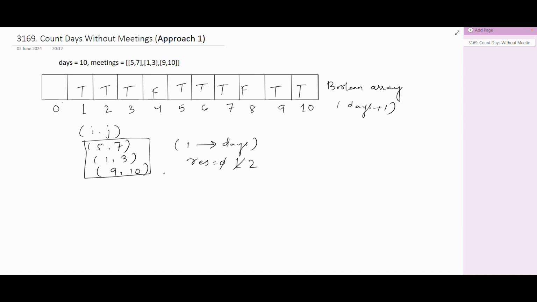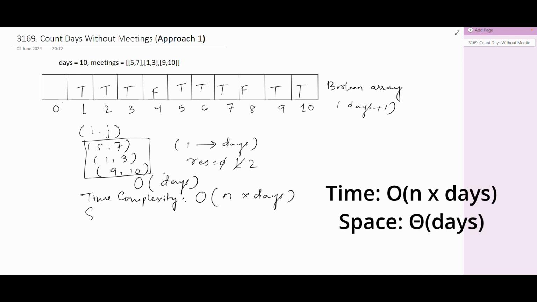So to calculate time complexity, each meeting can have a range of order of days. And for n meetings, the time complexity will be big O of n into days. And space complexity will be big O of days.